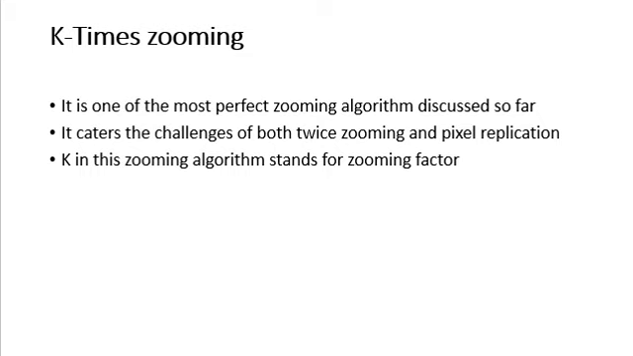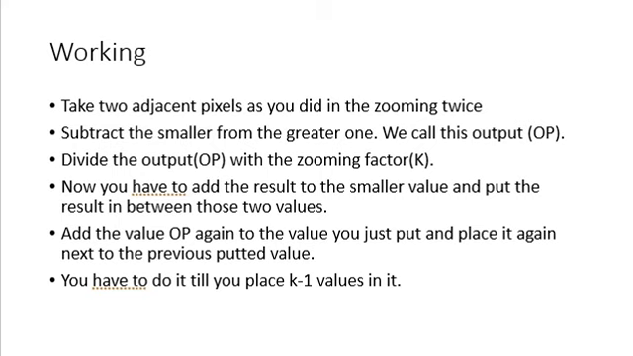So it works this way. First of all, you have to take two adjacent pixels as you did in zooming twice. Then you have to subtract the smaller from the greater one. We call this output OP. Divide the output, the OP, by the zooming factor K. Now you have to add the result to the smaller value and put the result in between those two values.